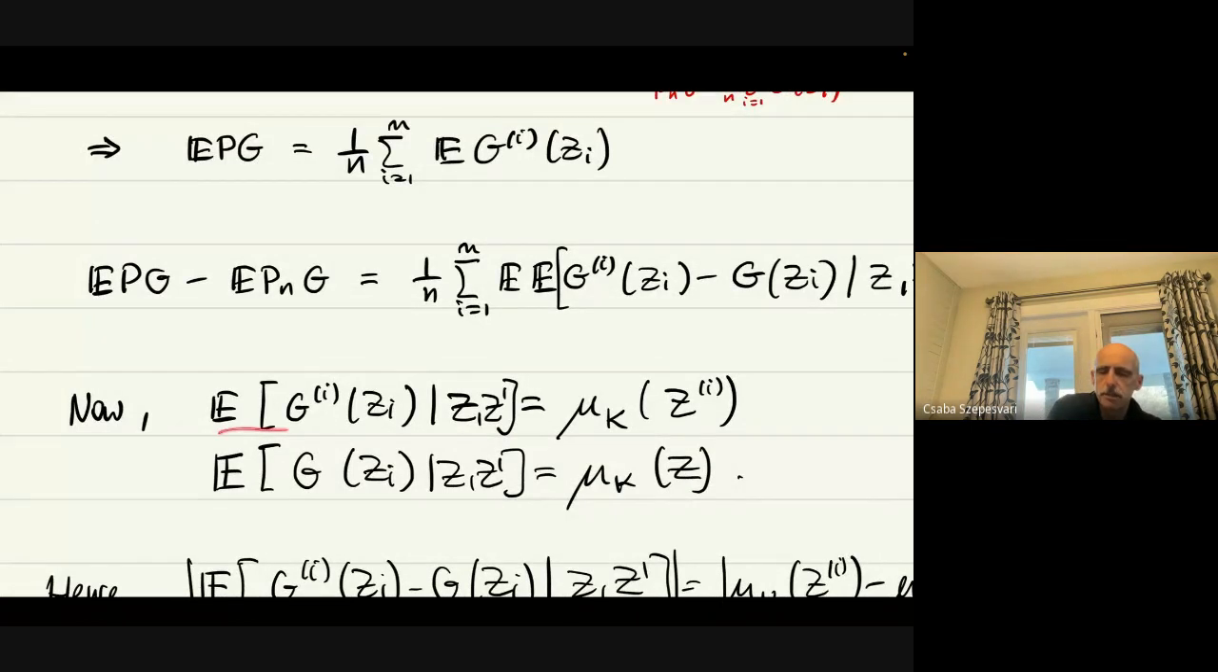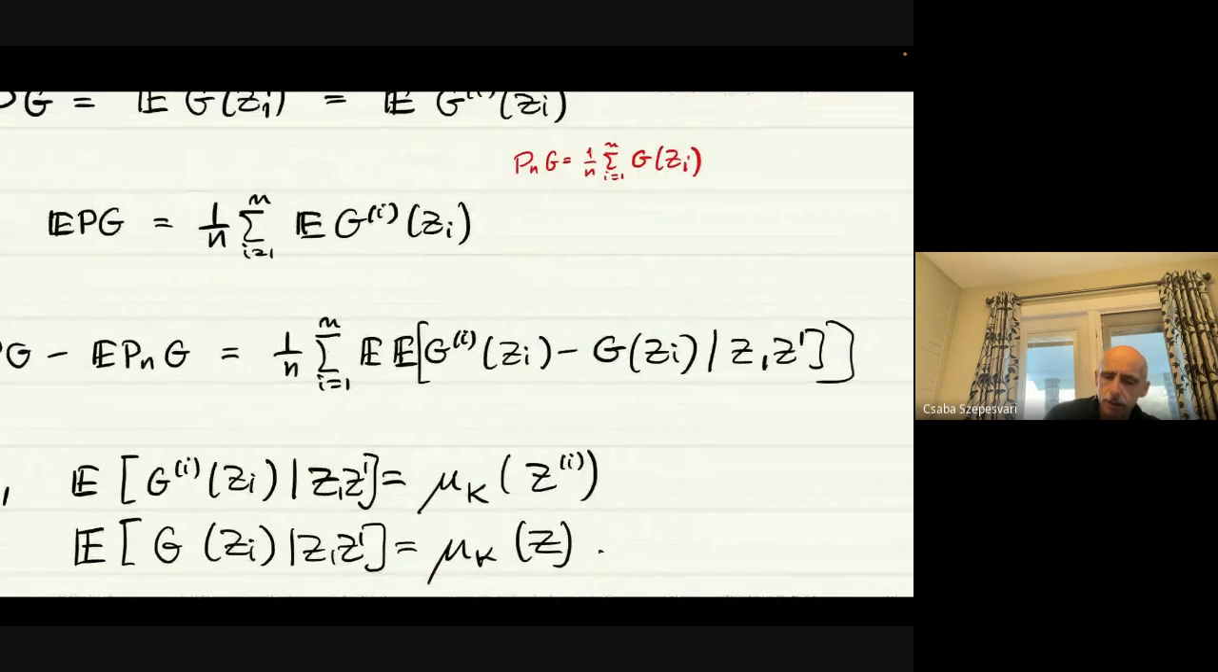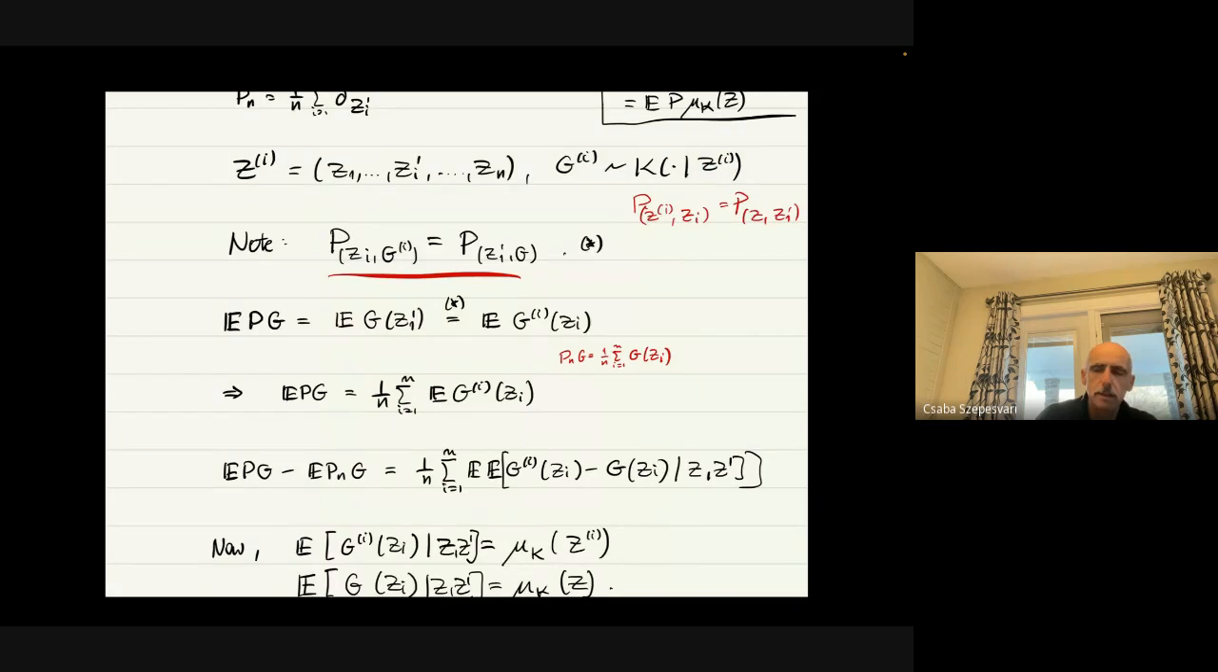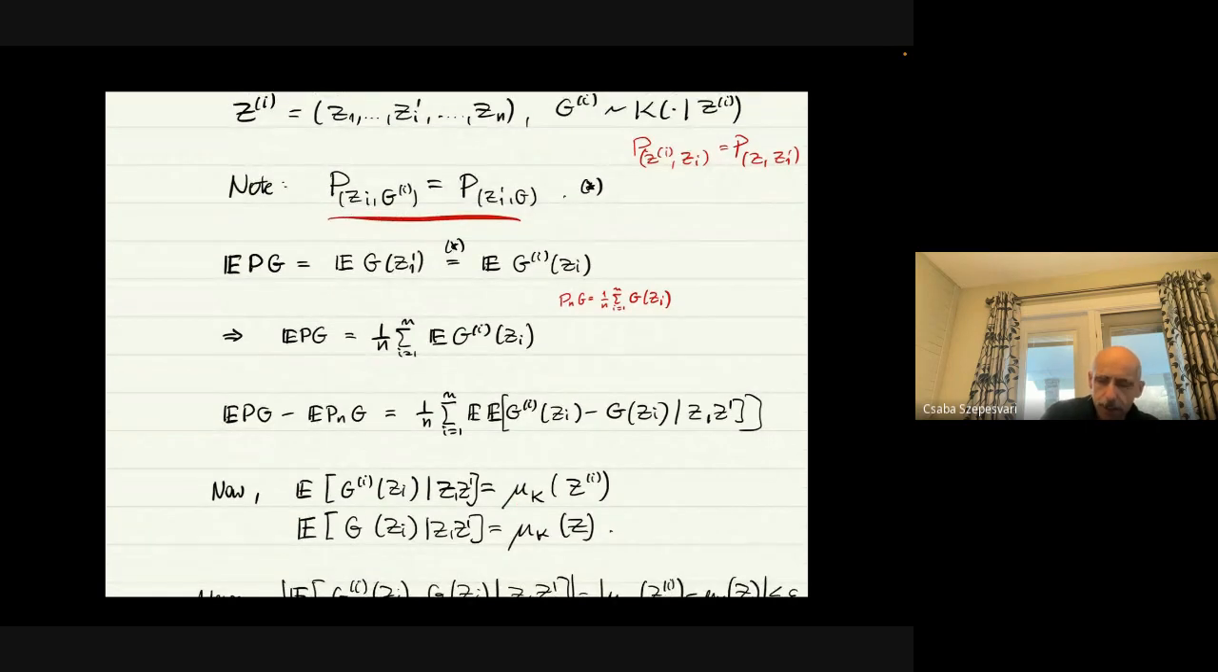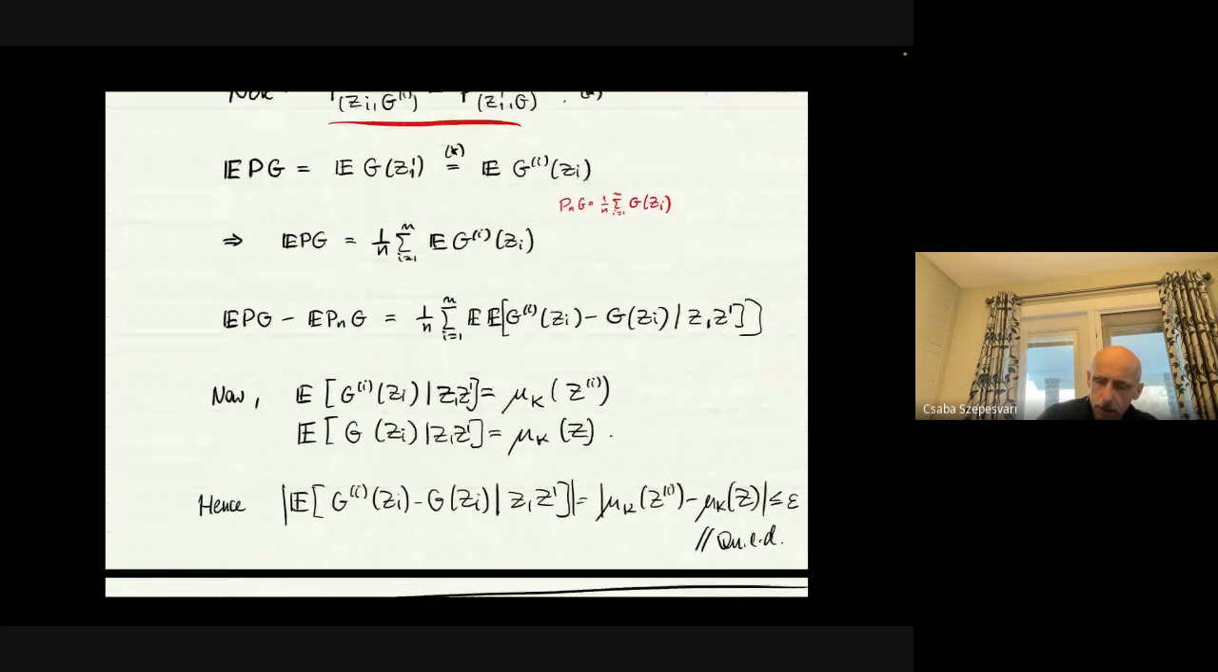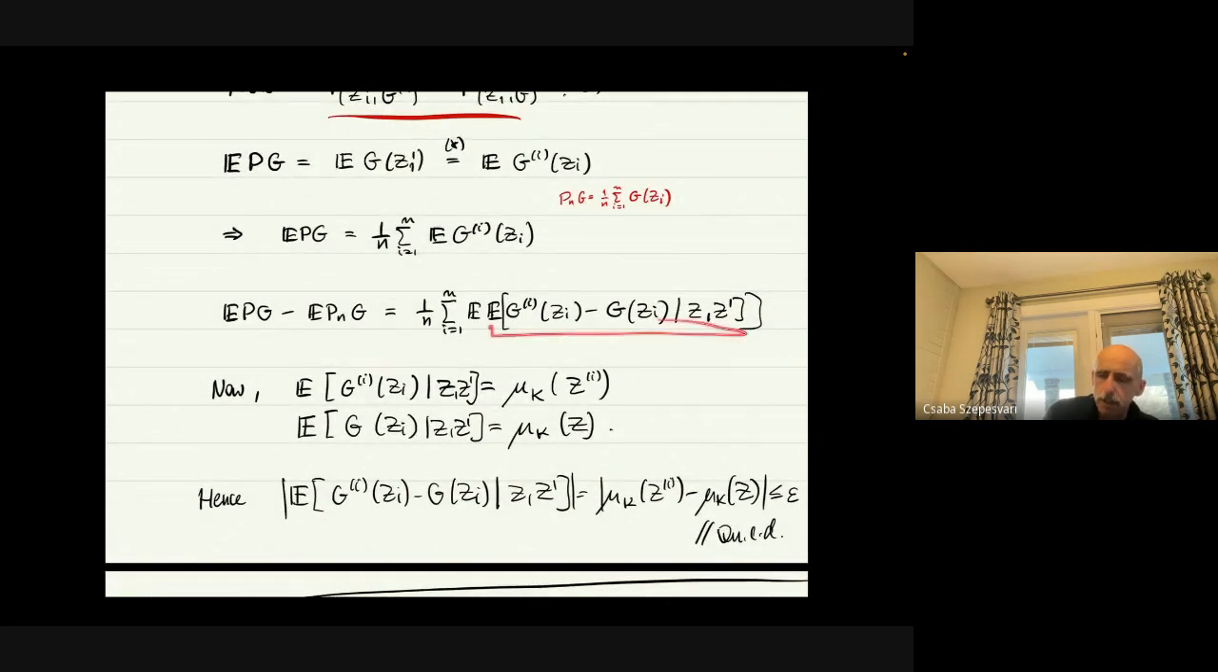So in particular, if you take the conditional expectation of G_i at Z_i given Z and Z prime, that's just mu_k at Z_i, because G_i was using this sample, right? So Z subscript I. And here we're just calculating the mean. So that's exactly mu. And the same with G and Z_i. You just get the mean. And now if you take a look at the inside expectation, take maybe the absolute value, this inside expectation is the difference between these two guys. And by assumption, the difference between these two guys is less than or equal to epsilon. So all of these terms are less than or equal to epsilon, so their average is less than or equal to epsilon. We're done.